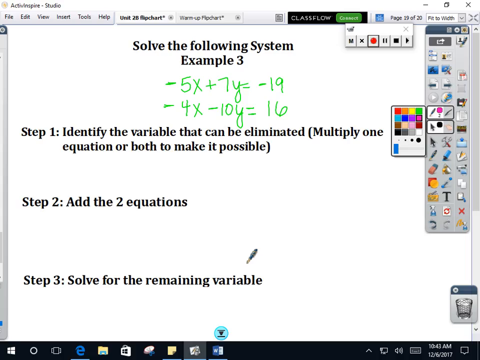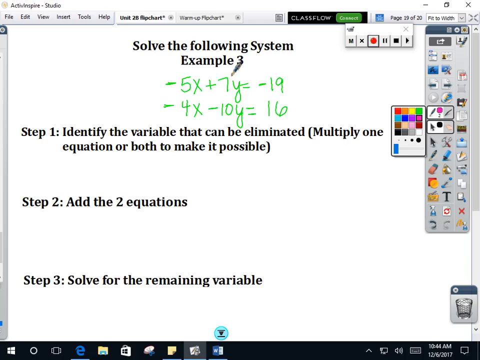What do you have to eliminate a variable? Opposite signs, but same number, right? Well, do the x's have either? No, they're not opposite signs. They're both negative, and they're definitely not the same number. The y's don't have the same number, but they have opposite signs. So I'm leaning towards eliminating the y's.